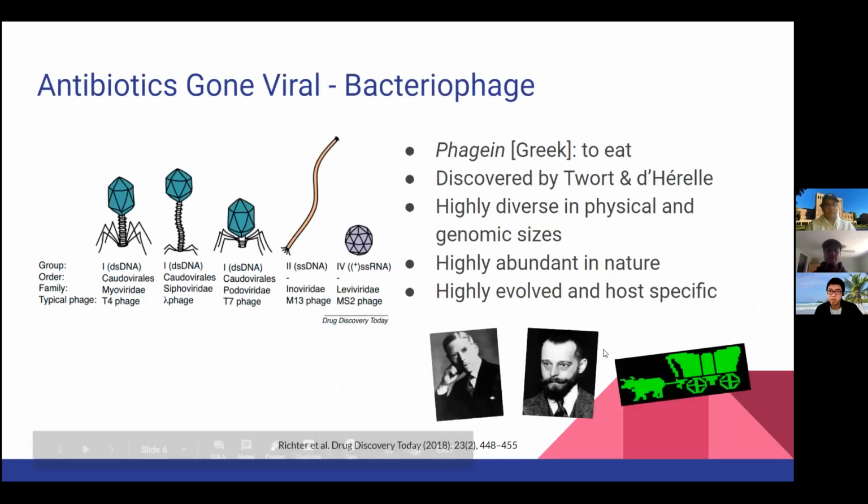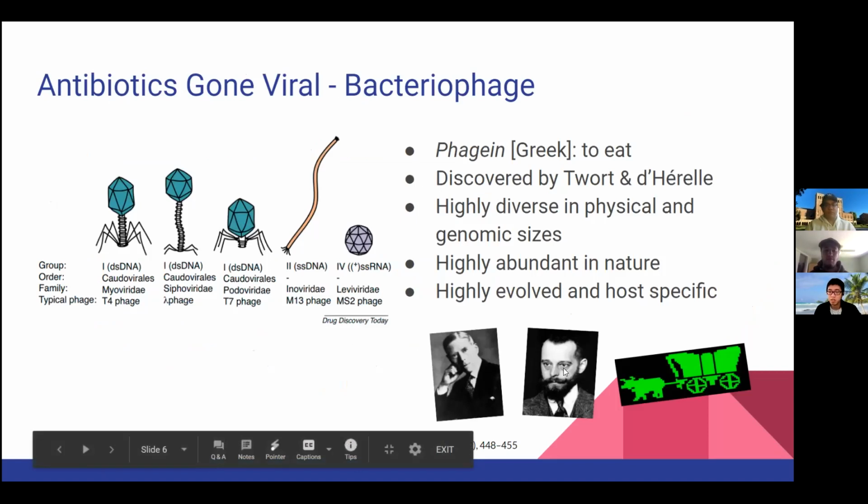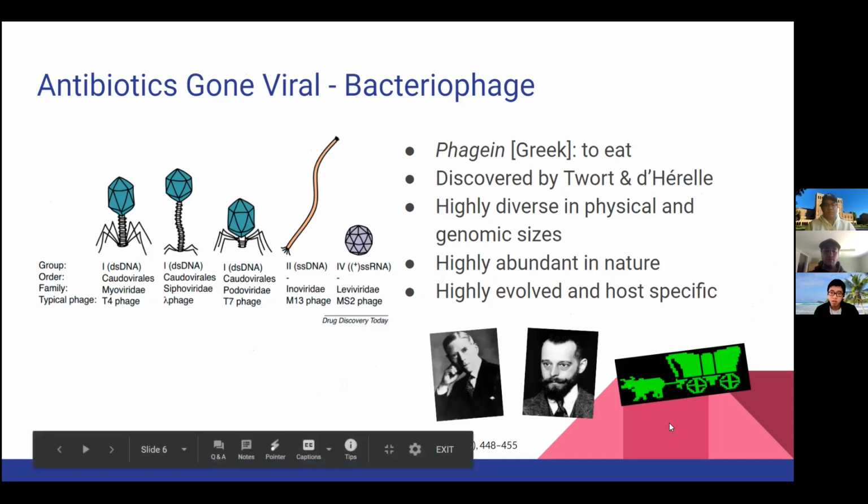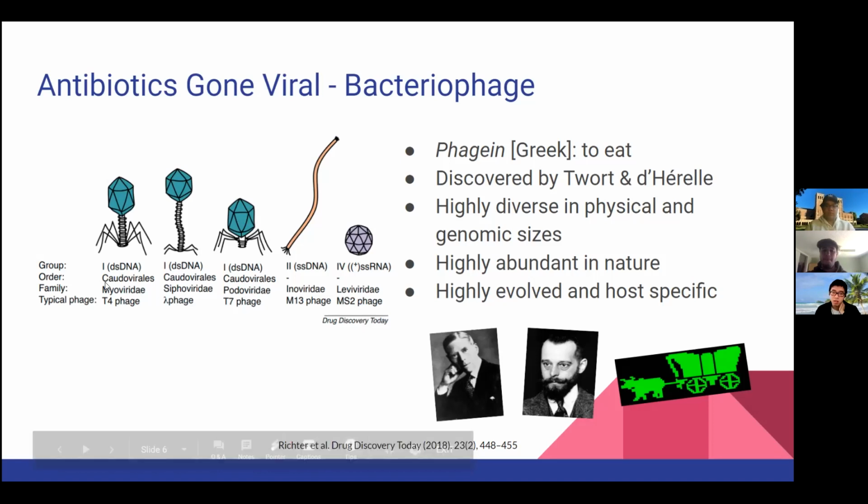So bacteriophages are literally bacteria eaters. That's derived from the name. And they were discovered in 1917 and 1919 by Twort and d'Herelle. And immediately upon this discovery, d'Herelle tried to use bacteriophages to treat dysentery. So that's like the first example of phage therapy. And they are highly diverse in both physical and genomic sizes, and in conformation too.